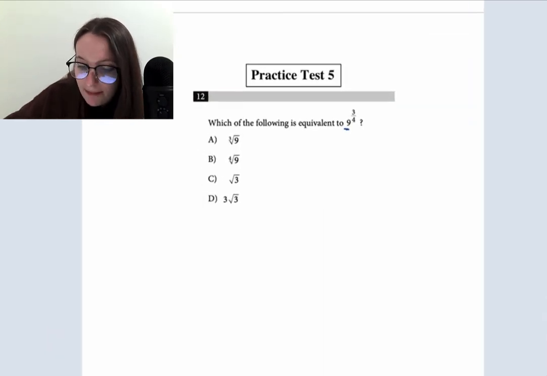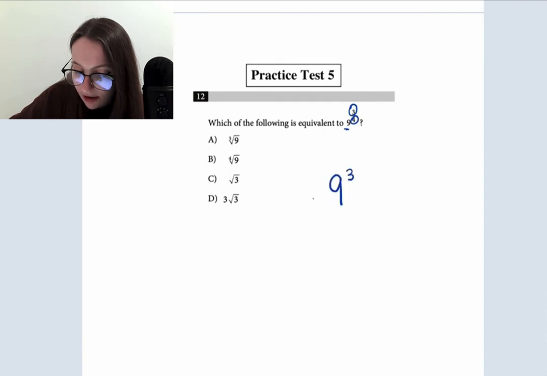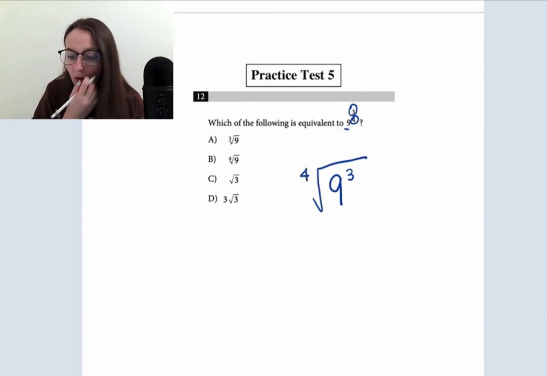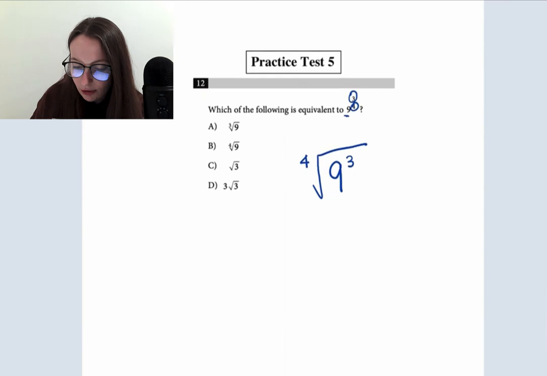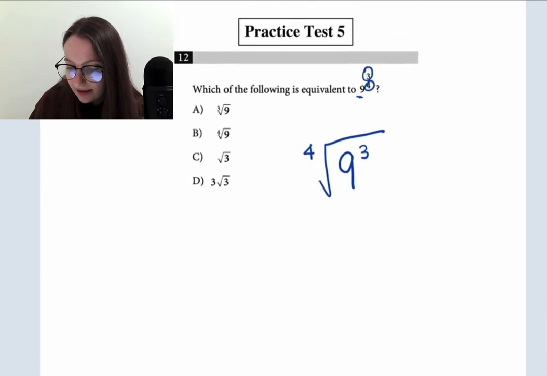So what that means then, as we've talked about, the number on the top goes with the inner part, and the number on the bottom goes with the outer part. So we can rewrite this as 9 to the 3rd, and on the outside, we're going to put the 4. As we said, the expression was upper, inner, under, outer. All right, so this looks great, but that doesn't match any of the choices, of course. Why would it? So let's go ahead and try to break this down.